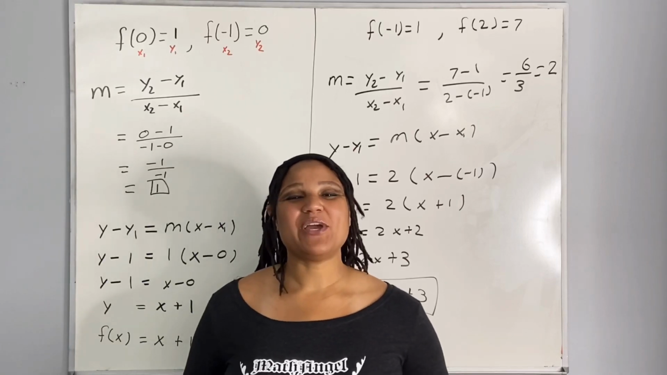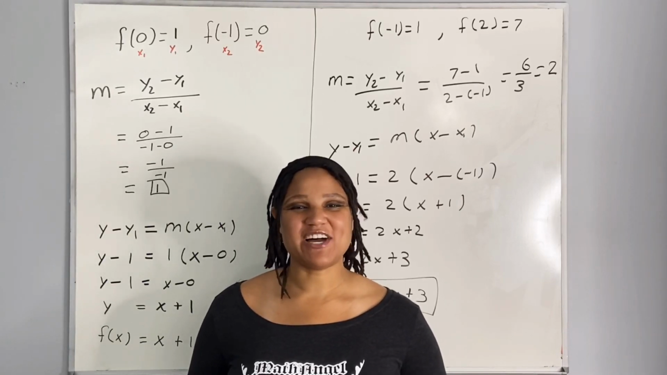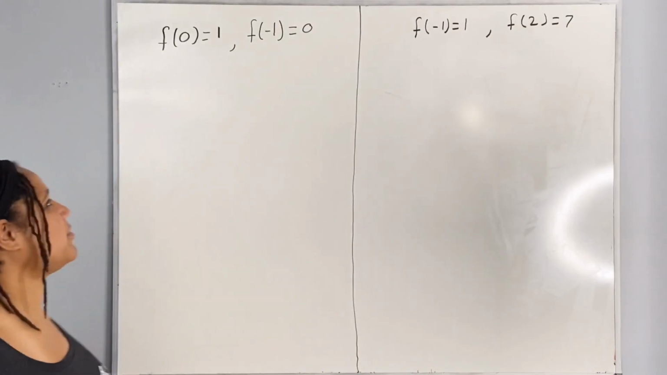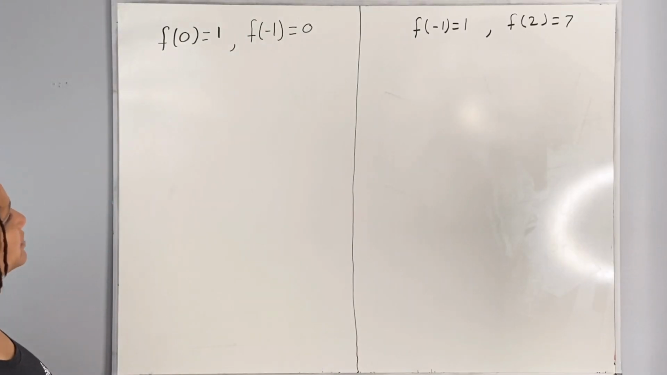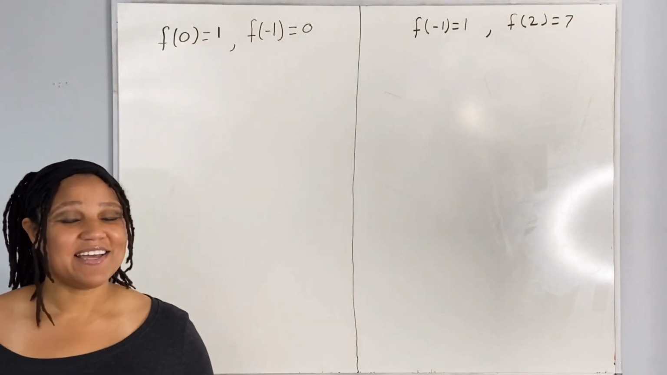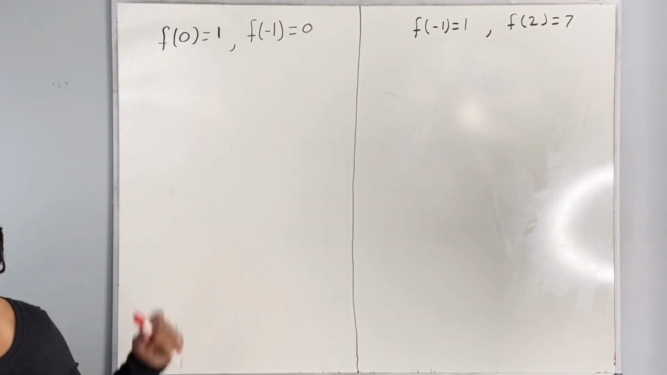In this video, we are going to find linear functions when given indicated values. Let us look at our first problem. We have f of 0 is equal to 1 and f of negative 1 is equal to 0. And we want to find a function with these values.